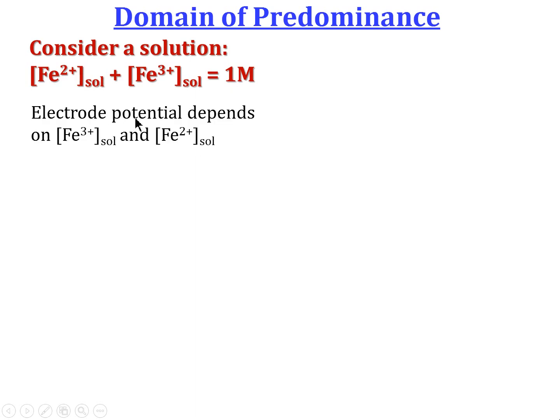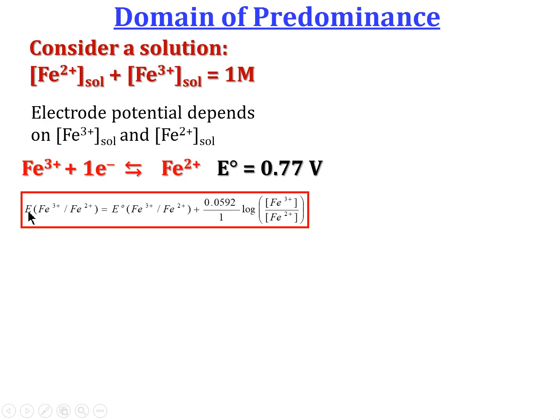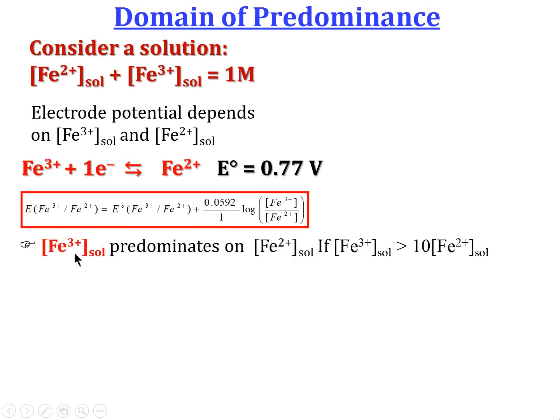So the electrode potential depends on the concentration of the oxidant in the solution and the reductant in solution. So E of the couple Fe3+/Fe2+ equals E0 of the couple Fe3+/Fe2+ plus 0.0592 divided by N, which is equal to 1. Here we use ox over red and not red over ox. So E equals E0 plus 0.0592 divided by 1 times log [Fe3+] divided by [Fe2+] in the solution. If Fe3+ predominates over Fe2+, that means its concentration is at least 10 times greater.